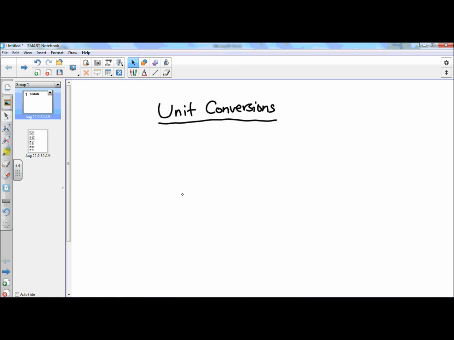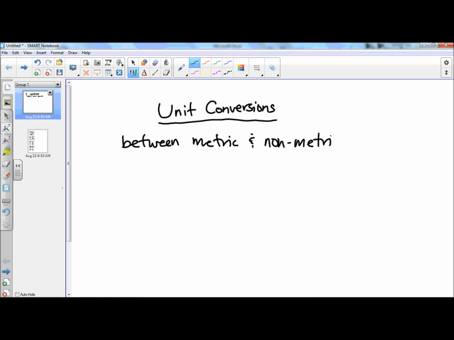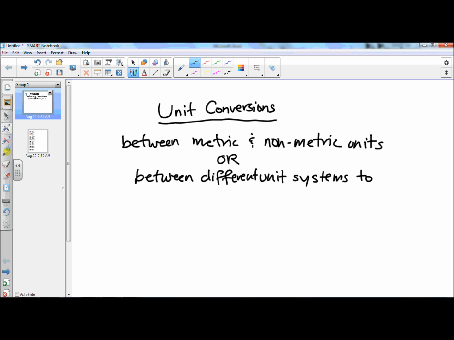Unit conversions are different than metric conversions in some ways because they are conversions between metric and non-metric units, or just between different unit systems to measure some property.